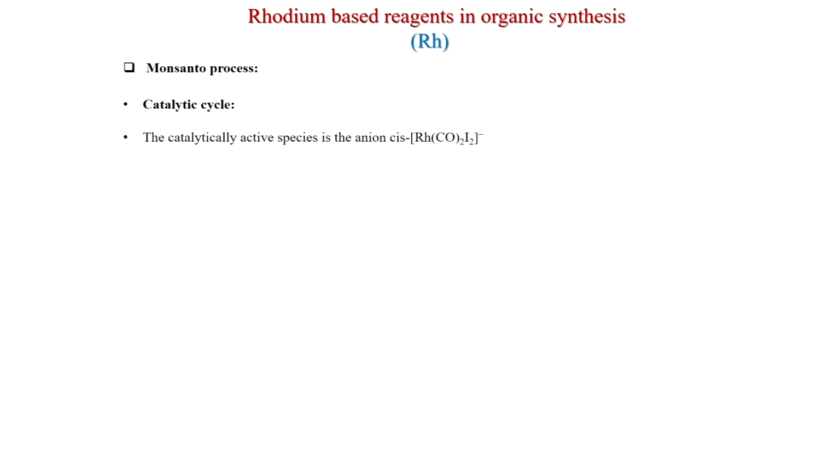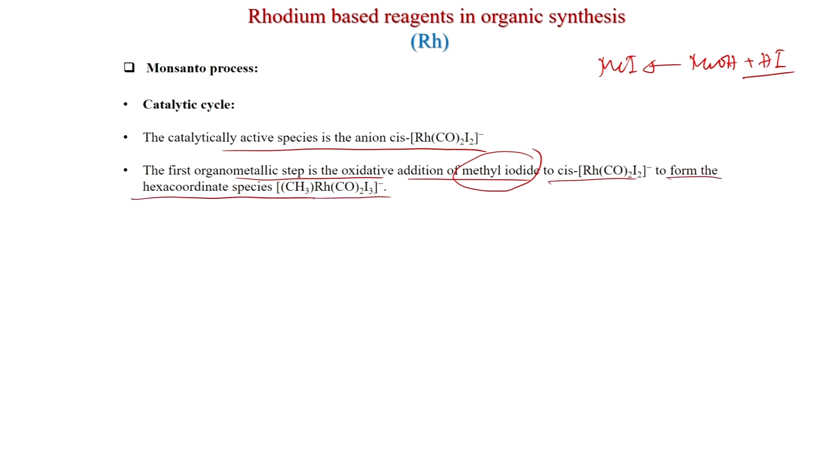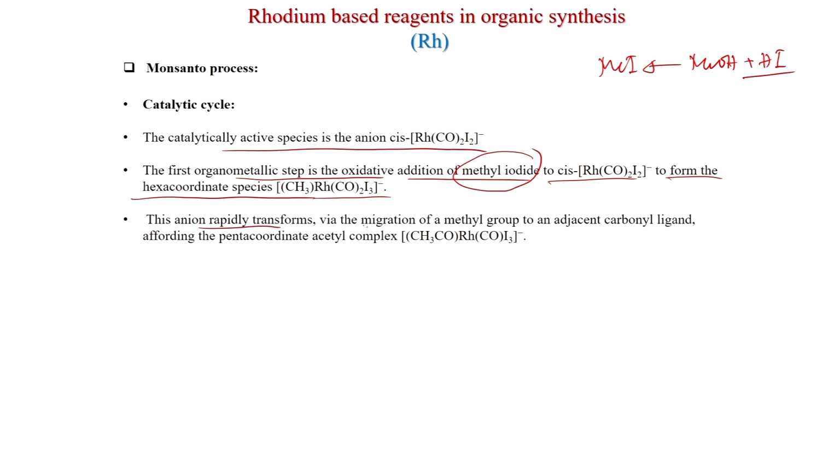Monsanto process, catalytic cycle. The catalytically active species is the anion cis-[Rh(CO)2I2]-. The first organometallic step is the oxidative addition of methyl iodide, that we will see. Methyl iodide is formed from methanol plus HI. So, that we will see how HI is coming. Addition of methyl iodide to cis-[Rh(CO)2I2]- forms the hexacoordinate species [CH3Rh(CO)2I3]-, and the anion rapidly transforms by the migration of the methyl group to an adjacent carbonyl group, affording the pentacoordinate acetyl complex.